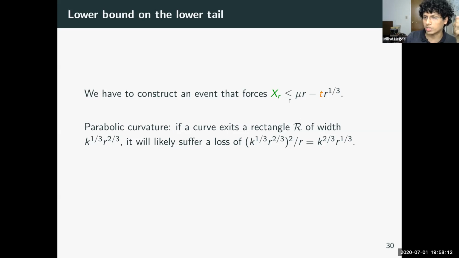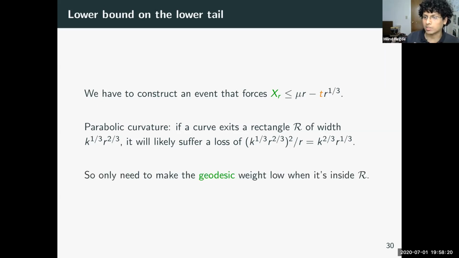So if you want to force X_r to be less than mu r minus t r to the 1/3, it's enough to do it for paths which remain inside the rectangle R. Because anything which leaves will do it by itself. It'll lose the weight on its own, typically. So we have to really control the weights of things inside the rectangle, of the width k to the 1/3 r to the 2/3. And if you remember, this is exactly the width of the watermelon as well. So it's the same quantity appearing in both places for similar reasons.